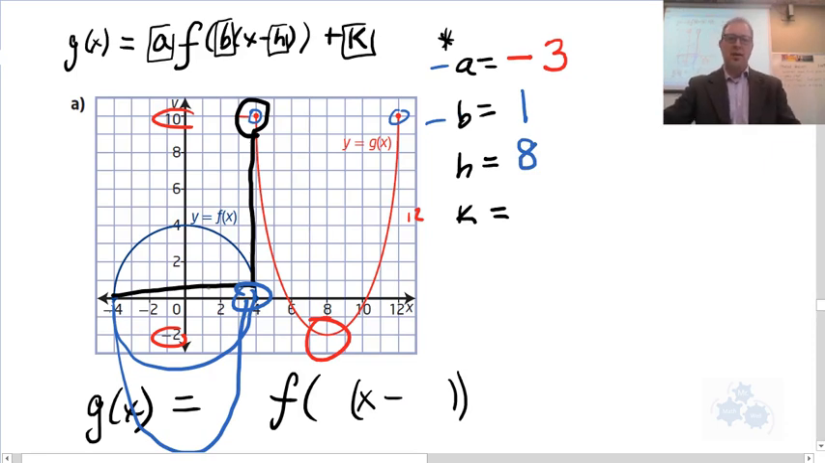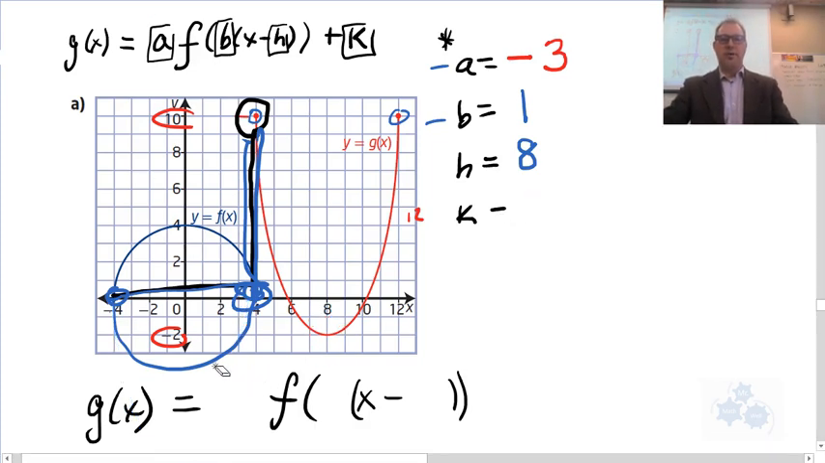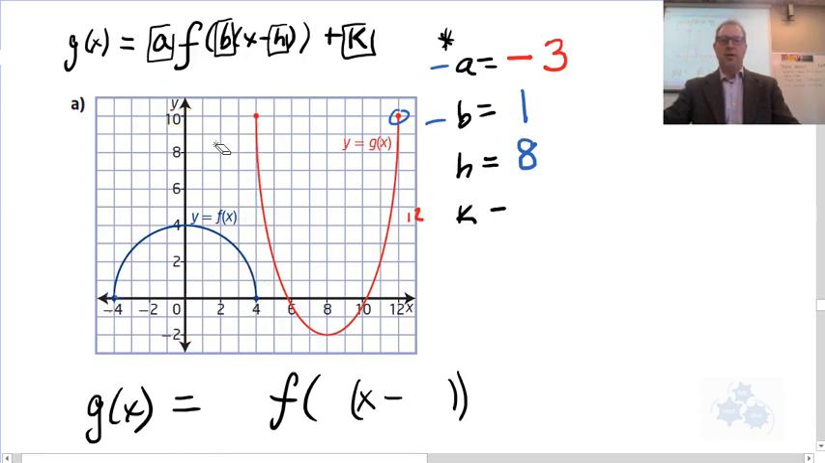Okay with that? Then we go over 8 and we have to go up how many units? From 0 to 10? Does it look like 10? Are we in agreement with 10? What do you think? 10? Okay. All right.